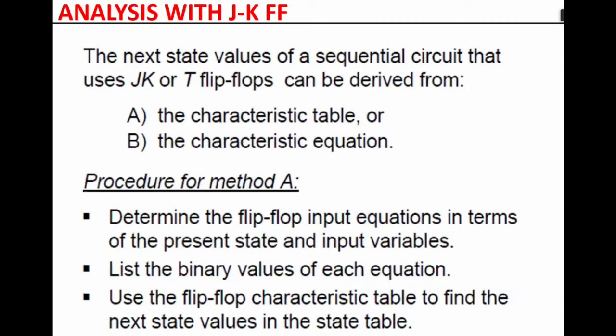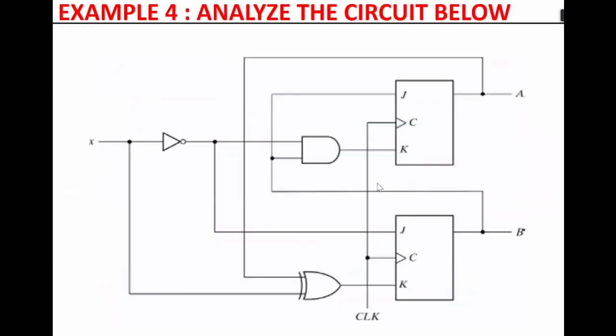Now, we are going to do the same thing with the JK flip-flops. And we have said there are two ways of solving it. One is the characteristic table. The second method is the characteristic equation. So the procedure for method A, using the table: you determine the flip-flop input equations in terms of present state and input variables. You go to the table, you list the binary values of each equation. Then from the table, you find the next state and fill it in. So that is our circuit.